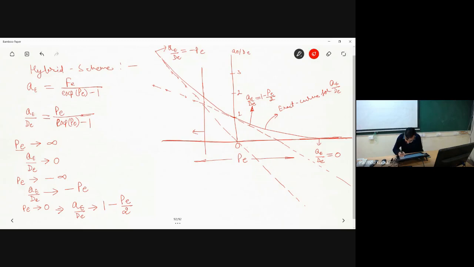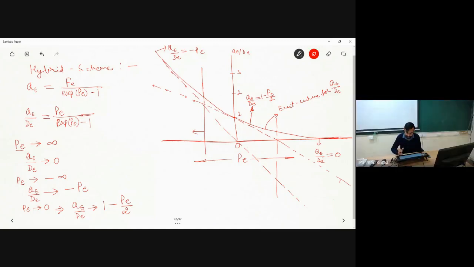Similarly, over here in this region, this is giving me a negative value. This is also giving me a negative value, and this line is giving me one constant value which is equal to 0. And that constant value equal to 0 is closely approximating the exact curve. And in between these two, one is 0, one is giving the value minus Peclet number, and one is 1 minus Peclet number by 2, and that line is giving actually the maximum value of AE by DE, and that is closest to the exact curve. Now is this point clear? Yes, sir.